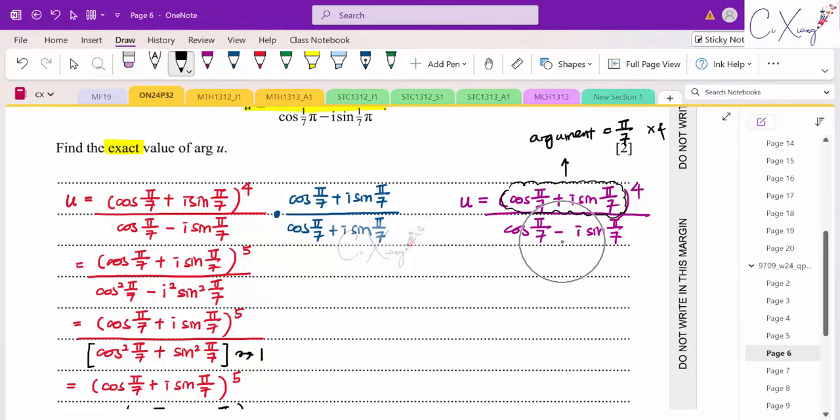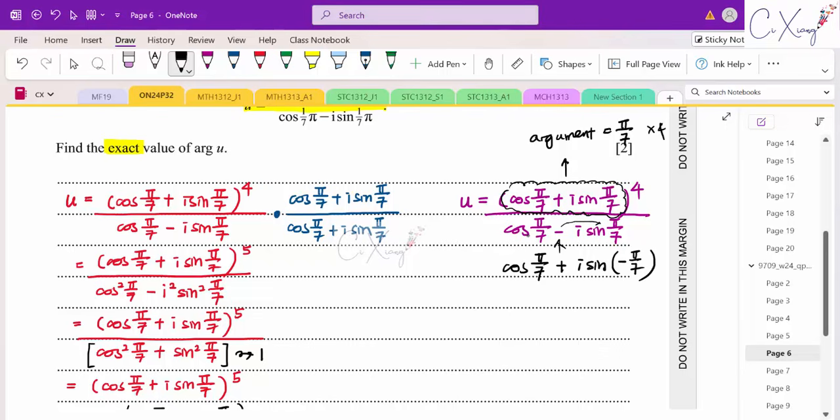Let's have a look at the argument at the bottom part here. To get the argument, directly from the pattern of the modulus argument form, you have to make sure that the sign in the center is always positive. It cannot be negative. So I have to move this negative back, and you are having cos pi over 7 plus i sine negative pi over 7.